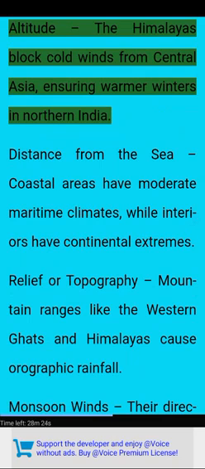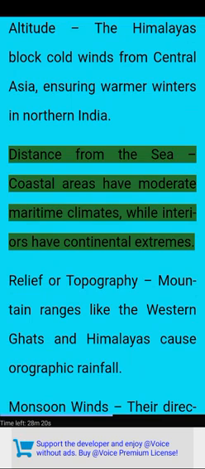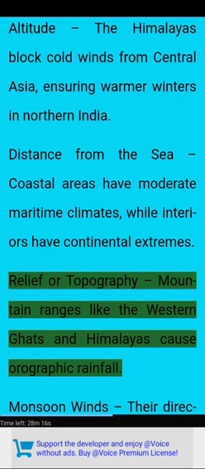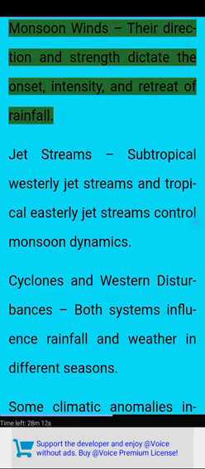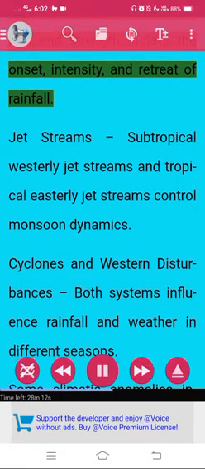Altitude. The Himalayas block cold winds from Central Asia, ensuring warmer winters in northern India. Distance from the sea. Coastal areas have moderate maritime climates, while interiors have continental extremes. Relief or topography. Mountain ranges like the Western Ghats and Himalayas cause orographic rainfall. Monsoon winds. Their direction and strength dictate the onset, intensity, and retreat of rainfall.